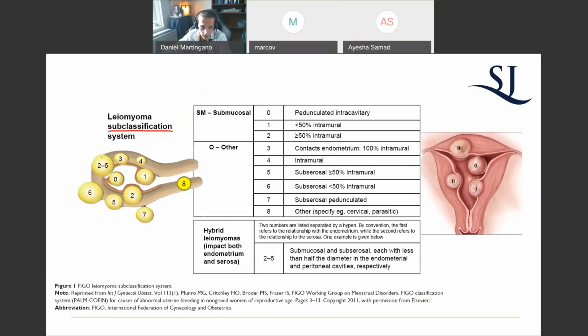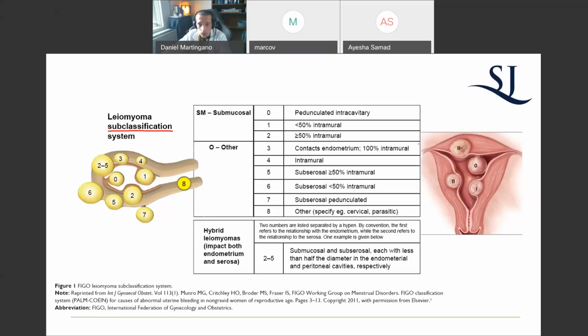Then of course they can occupy many locations. This is what the 2 to 5 is showing you, right? It could be something that goes into the cavity and goes all the way out to the subserosal space. So when you have a bunch of larger fibroids like that, that can cause a lot of symptoms in the patient, and it matters how you treat it.